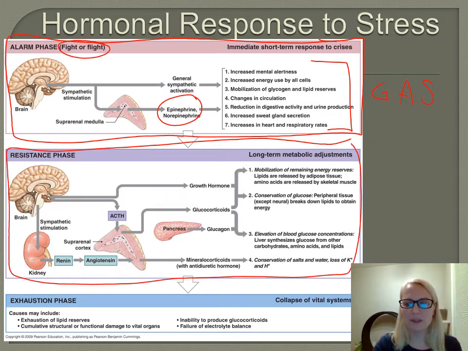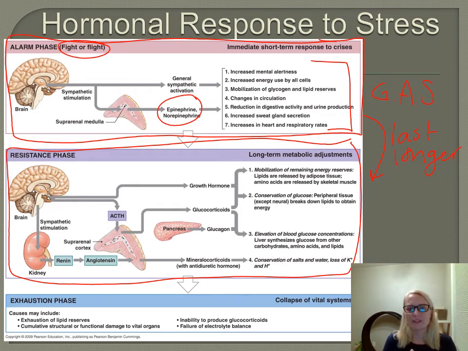The second phase is resistance. This is if this stress lasts longer than normal, right? So if you're in a stressful situation like almost getting into a car accident, you should be back to your parasympathetic in a few minutes' time. Or it could be even a stress like a house fire or something like that. But over time, you'll get back to normal.